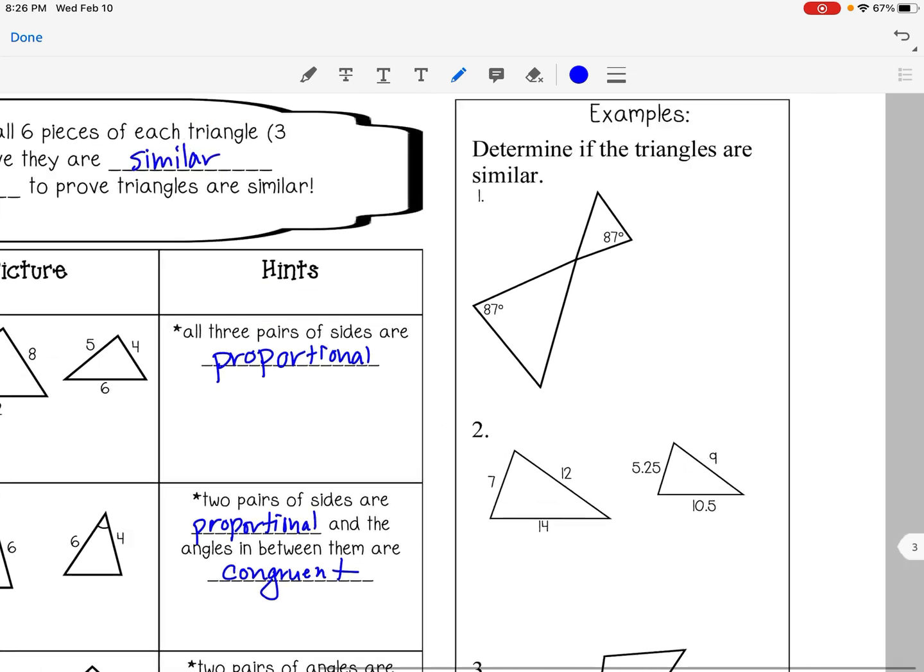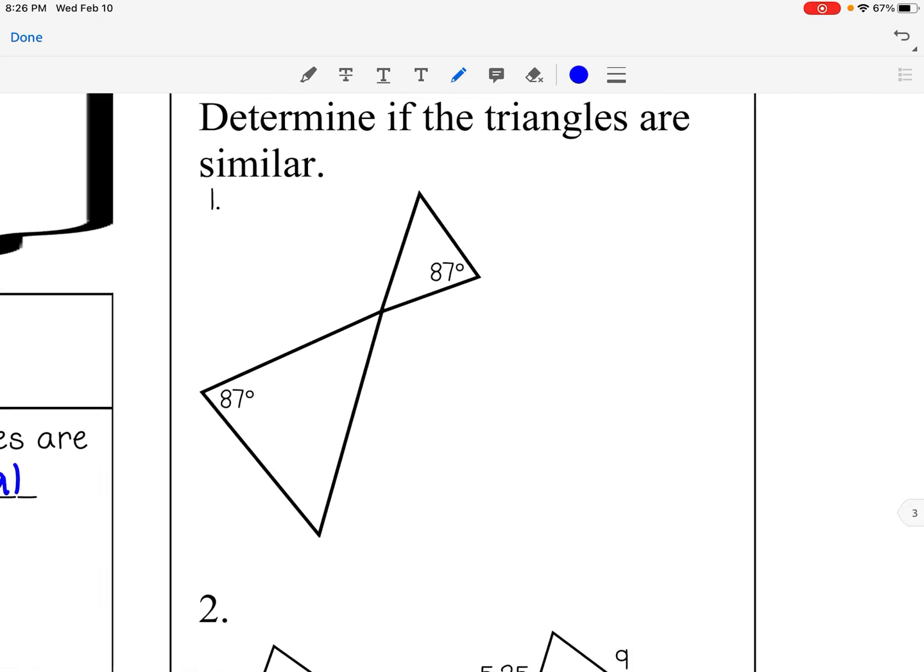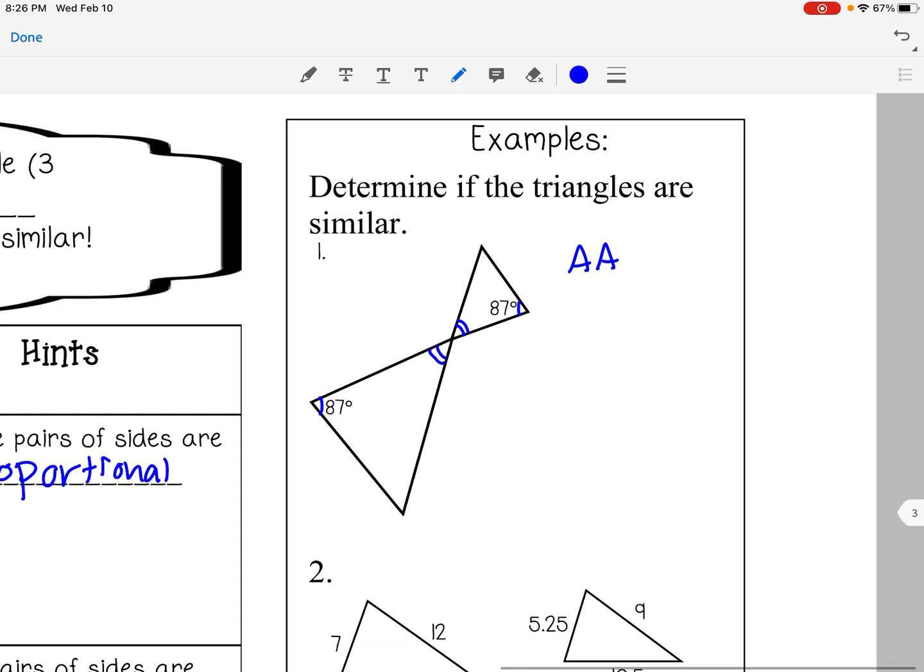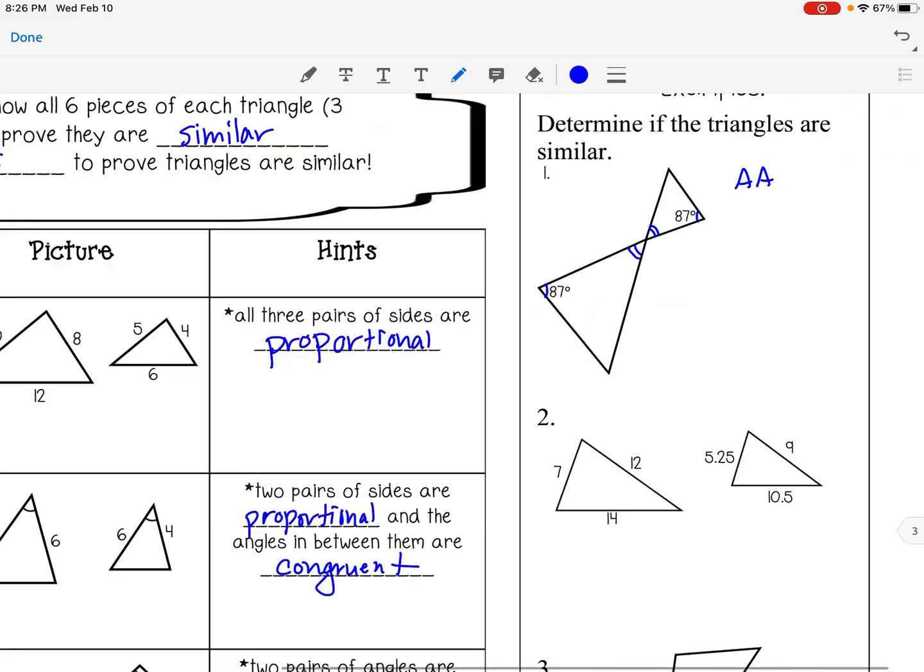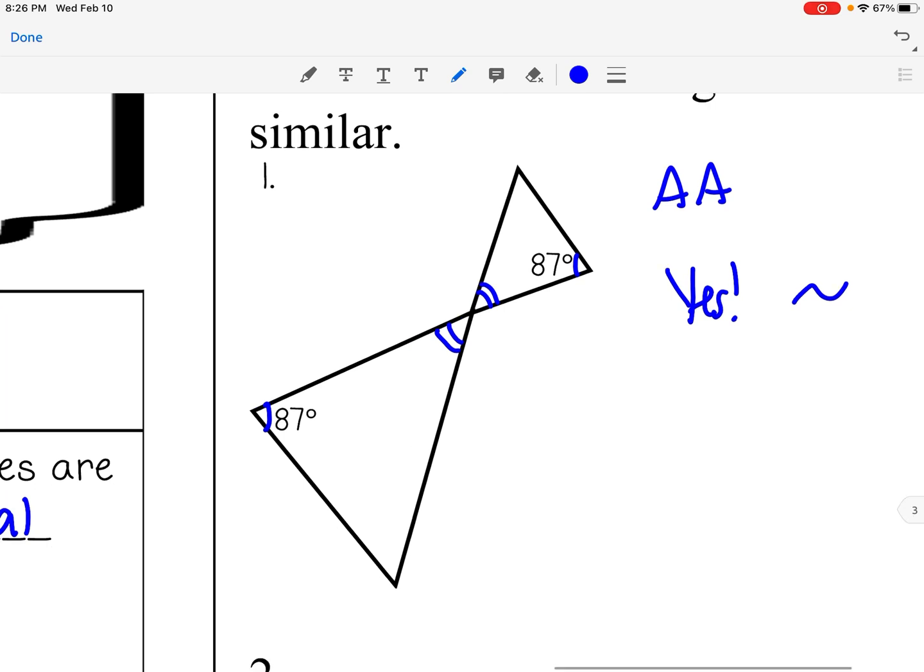So let's look at these pairs of triangles over here and see if we can determine whether or not they are similar. So we have 1 pair of angles that are congruent, and we also have, even though it doesn't have it marked, we know these are vertical angles, so we can say those are congruent. So it looks like we have 2 pairs of angles that are congruent. And that is on our list over here of things we can use. If I have 2 pairs of angles that are congruent, I can say these 2 triangles are similar. So this is a yes. They are similar.